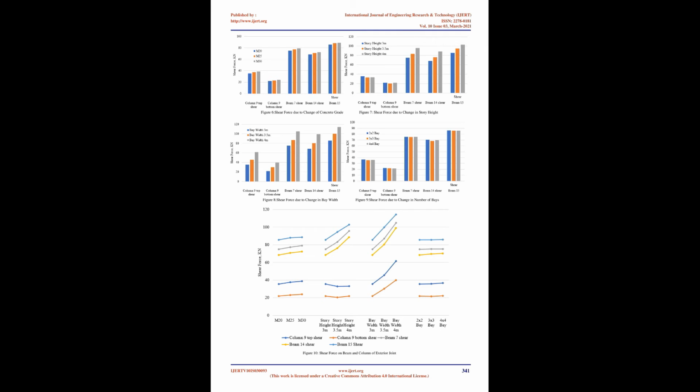As bay width and story height increase, shear force increases, so shear reinforcement is also increased. Shear reinforcement of the beam and column exterior joint is tabulated below. Joint shear strength and joint shear reinforcement of the exterior beam column joint.